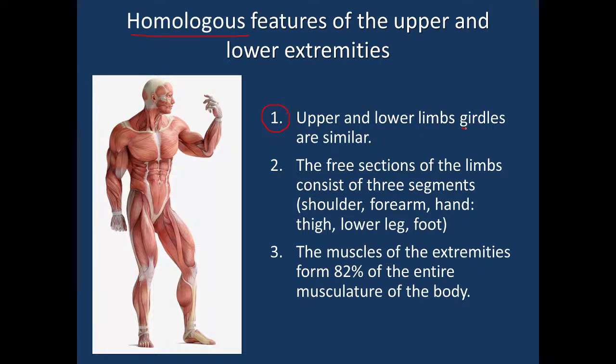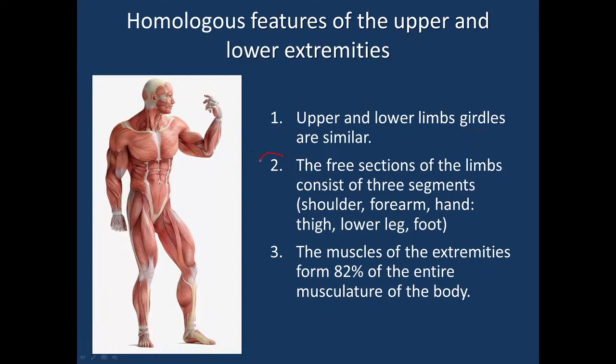When we talk about girdles, we talk about this part of the upper and lower limb. We call this upper girdles talking about the scapula and clavicle, and we talk about the lower limb girdles, meaning the pelvis.